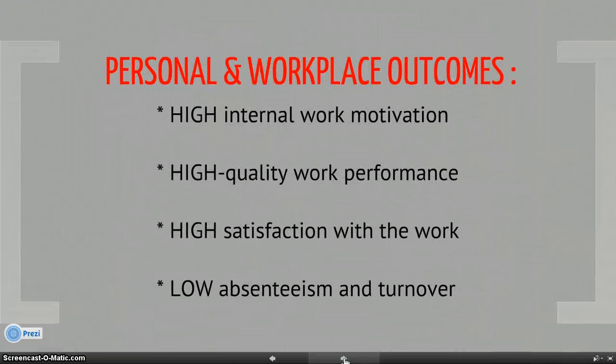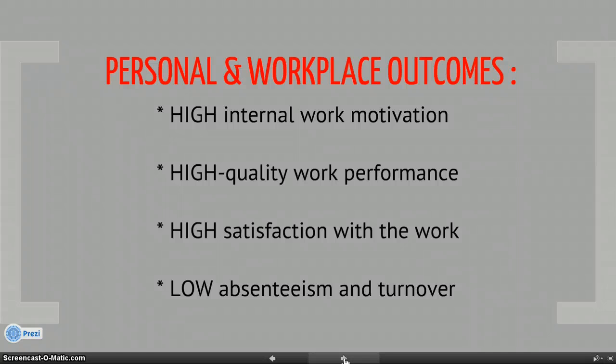Next slide. Those things contribute to your personal and workplace outcomes. Those 5 core dimensions, when they're there, contribute to that critical psychological state, and the outcomes are a high internal work motivation. You find the motivation to continue doing what you're doing because you see value in what you're doing. Your high quality work performance means you're going to do these things to the best of your ability.